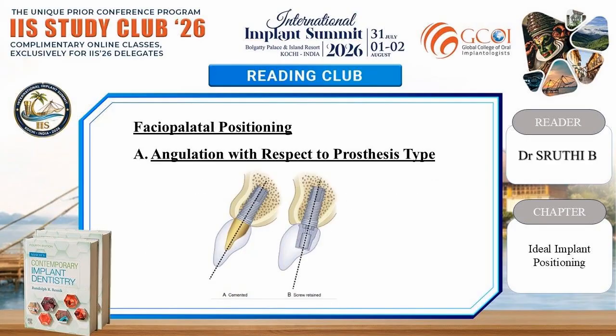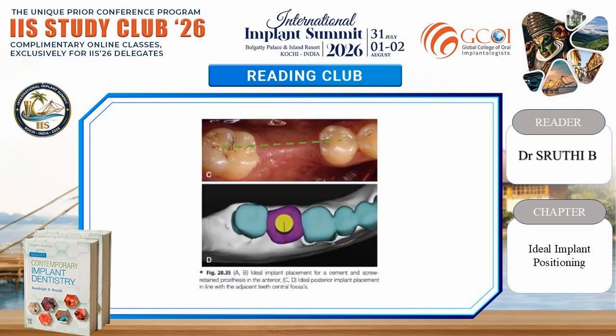Faciopalatal positioning. Angulation with respect to prosthesis type. Figure 28.35. A and B shows ideal implant placement for a cement and screw retained prosthesis in the anterior. C and D shows ideal posterior implant placement in line with the adjacent teeth central fossas.